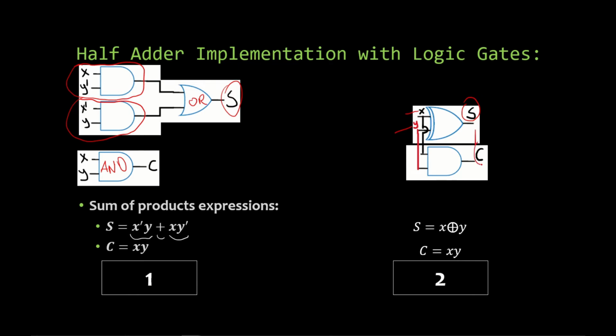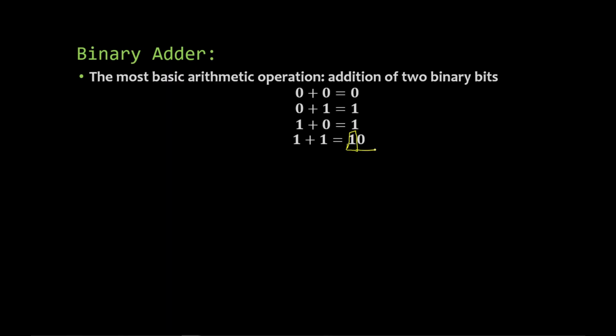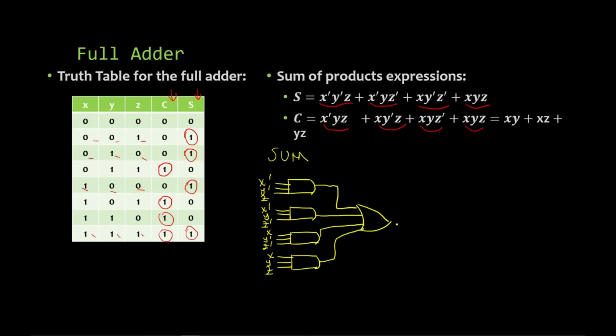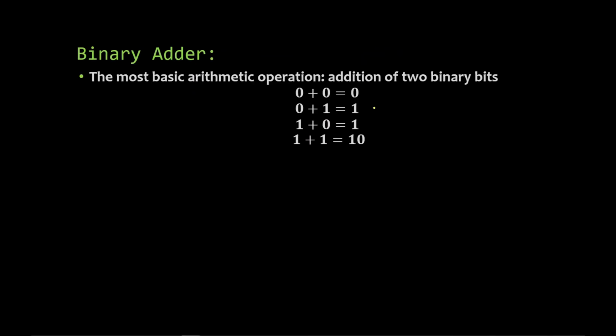In this video, we'll see the half adder and full adder logic circuits. First, we'll start with the binary addition and sum and carry definitions, and then use logic gates in order to implement these adder circuits. Let's start with the most basic arithmetic operation, addition of two binary bits.